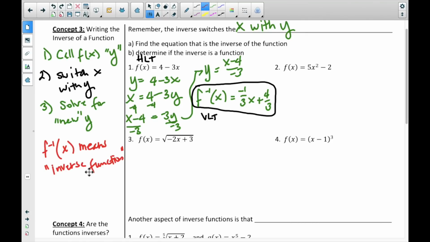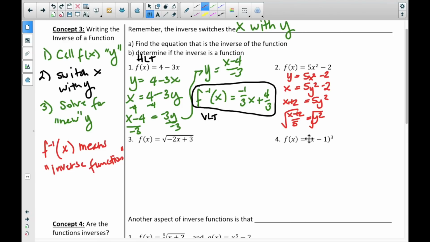All right, out in the margin here, I wrote down, just so you remember, that f to -1 of x means the inverse function. That's what that notation means. Let's go ahead and look at number 2. We're going to go through the same thing with number 2 as we did for number 1. So remember, the first thing we did is we called this y, and then we switch our x with our y. And now we are going to go ahead and solve it. So I'm going to add 2 to both sides, and I'm going to divide by 5. And finally, I'm going to take the square root of both sides.